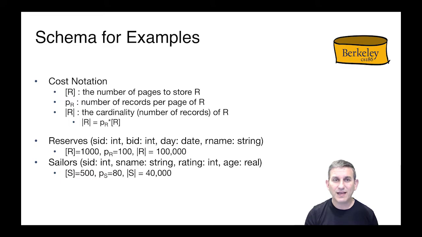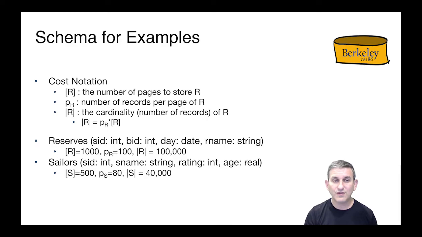In our examples, we're going to have a schema which is going to have these tables, reserves and sailors, and this cost notation. When you see square brackets around a relation name, that's the number of pages to store that relation. So square brackets R is the number of pages to store R. When you see P sub R, that's the number of records per page of R. And as usual, when you see vertical bars around R, that's the cardinality, or the number of records of R. And the cardinality equals P_R times [R].